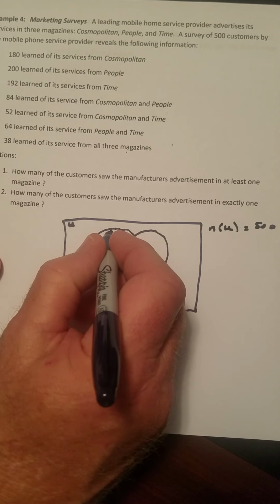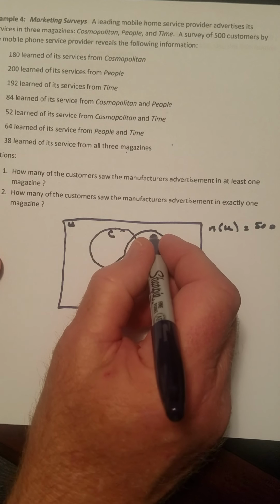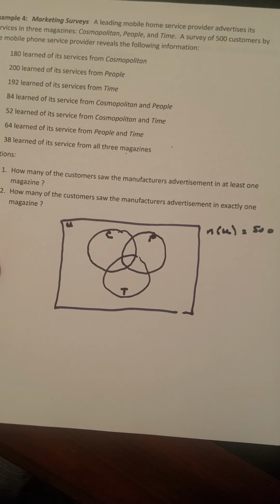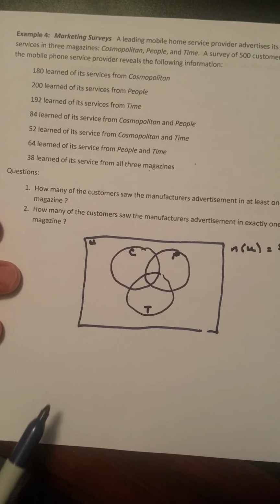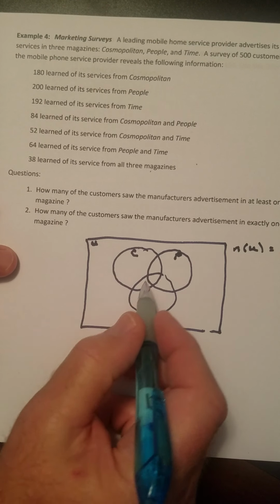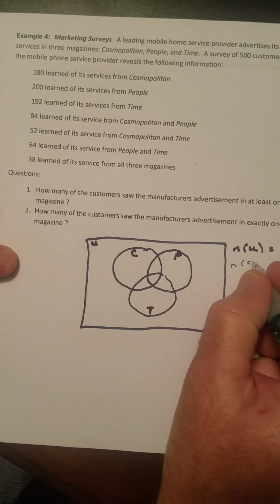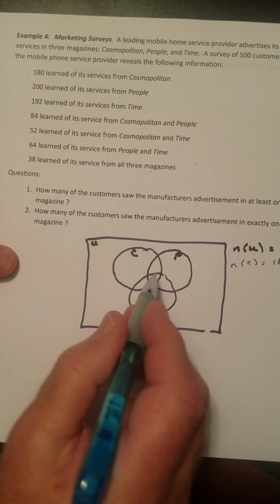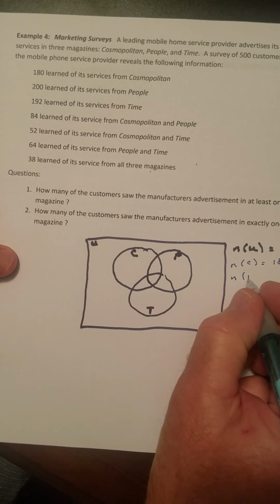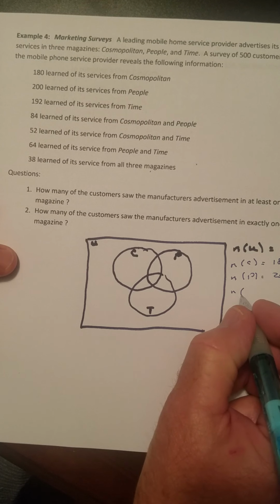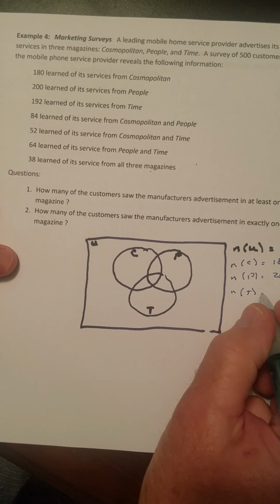I'm going to have a circle for Cosmopolitan, a circle for People, and a circle for T. When you go up to your numbers up here, that 180, I'm going to change pens because that's going to be too big. That 180 means inside here, the number in Cosmopolitan is going to be 180. But that 180 doesn't show up directly here. The number in People is equal to 200. And the number in Time is 192.